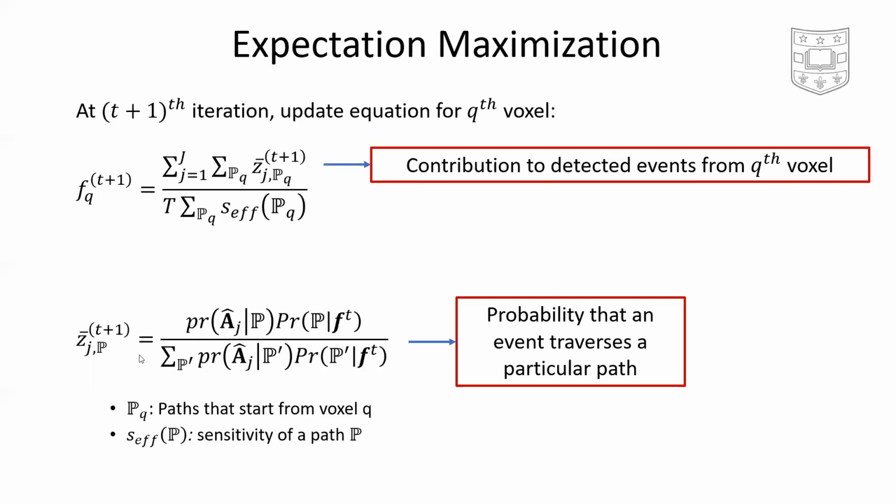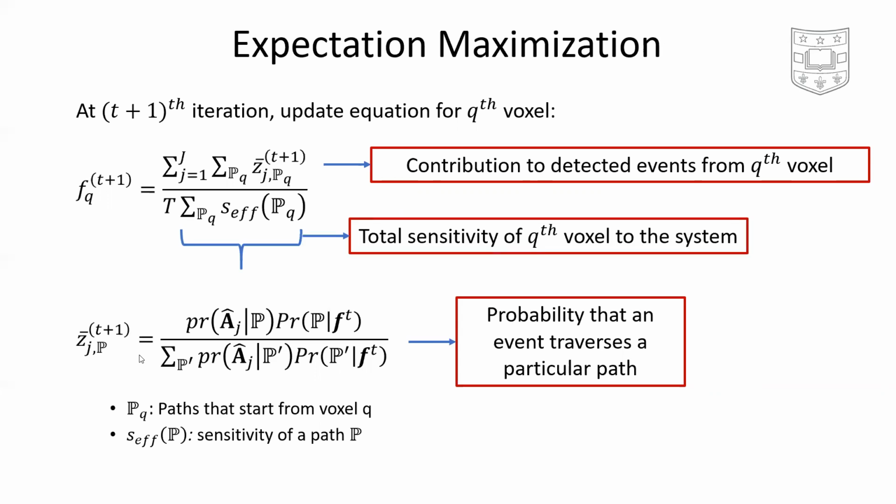The numerator contains the sum of z bar over all the events and all paths that start from q. Thus, it denotes how many counts are detected due to emission from voxel q. The denominator contains the total sensitivity of the qth voxel to the system multiplied by acquisition time. Thus, intuitively, the right side of the update equation refers to the mean rate of emission from voxel q.